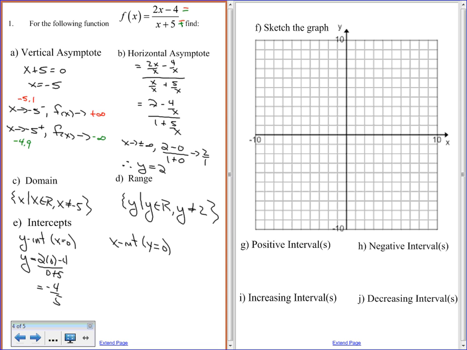My x-intercept is when y is equal to 0. So I have to solve this equation here. The only time a fraction, because this is a fraction, a rational expression, is equal to 0 is when the top is equal to 0. Because when the bottom is equal to 0, it's undefined and you can't do it. So really you're only concerned about solving this part right here. When is the numerator equal to 0? So the numerator is equal to 0 when x is equal to 2.